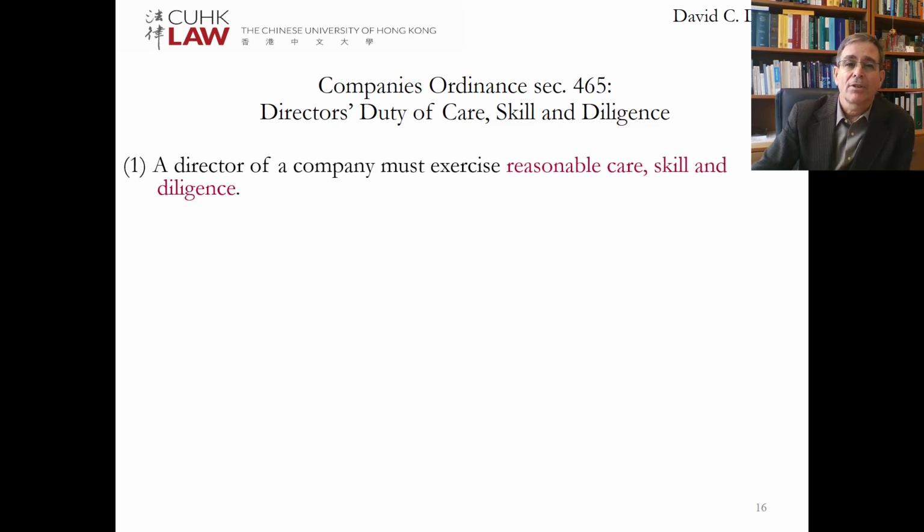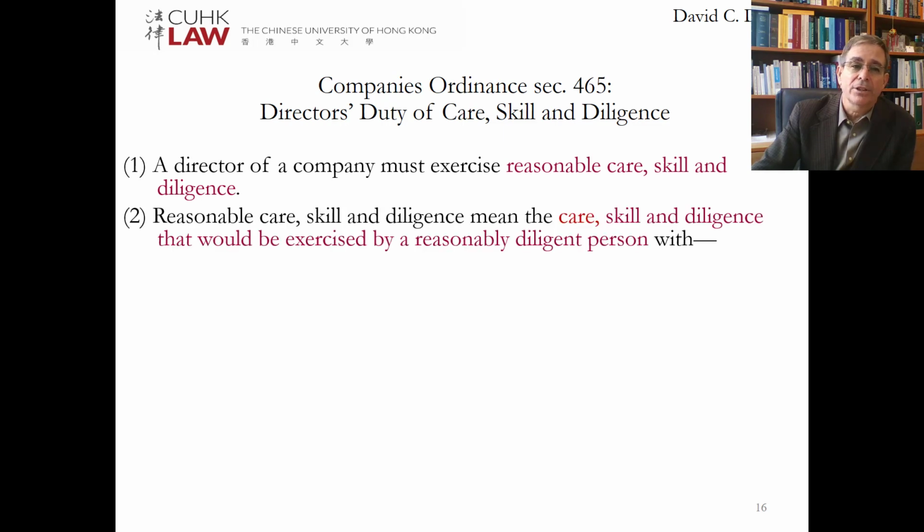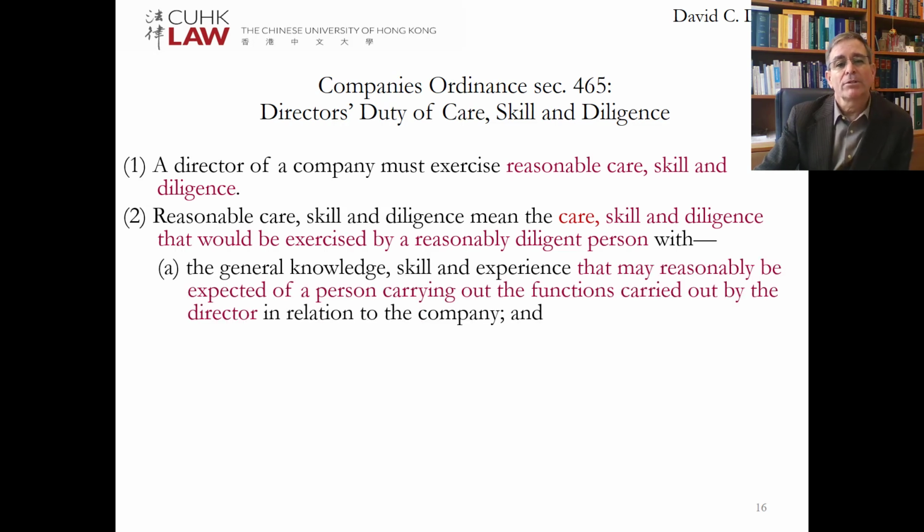A director of a company must exercise reasonable care, skill, and diligence. And reasonable care, skill, and diligence is that which would be exercised by a reasonably diligent person with the general knowledge, skill, and experience that may be expected of a person carrying out the functions. Not the skill and experience of the person themselves, what they bring to the job, but what the job expects from them. That is function, and that is objective, although it allows us to adjust the test to different sizes and shapes of companies.